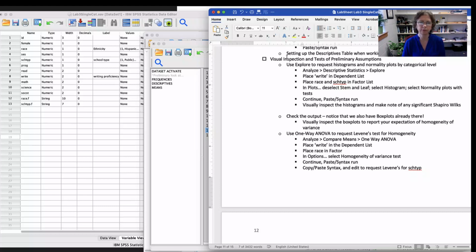We want to do a visual inspection and tests of the preliminary assumptions. We're going to use Explore to request the histograms and normality plots by categorical level. So I'm going to Analyze, Descriptive Statistics, and Explore, putting write in the dependent list and race and school type in the factor list. And then I need to make sure in Plots I select histogram and the normality plots. So let's go do those.